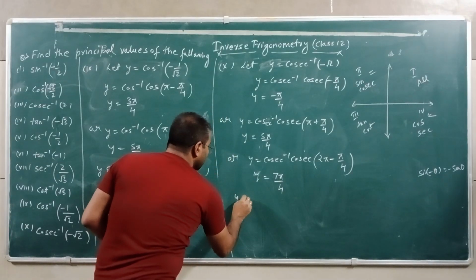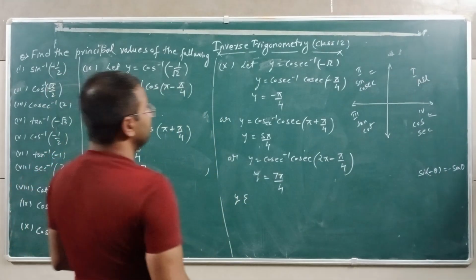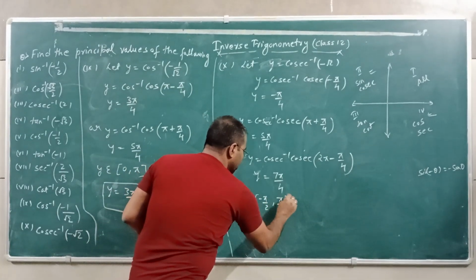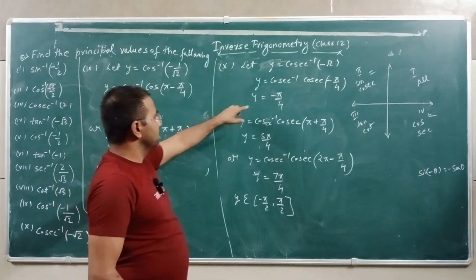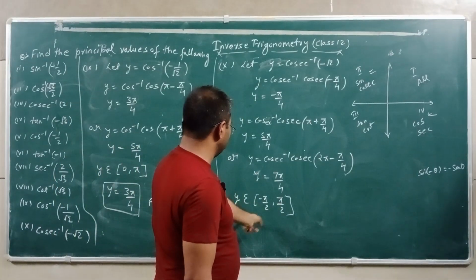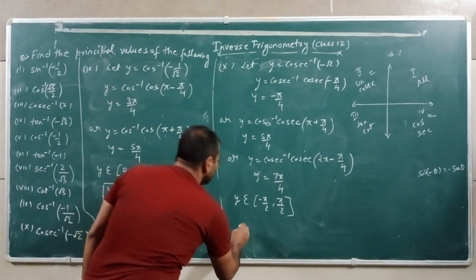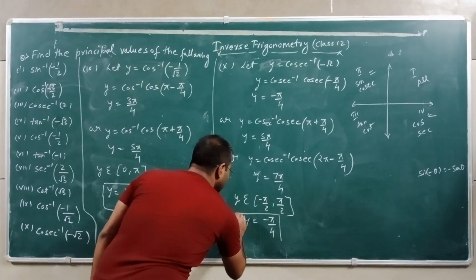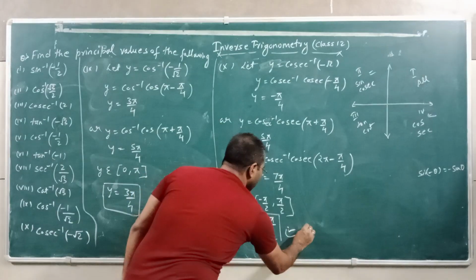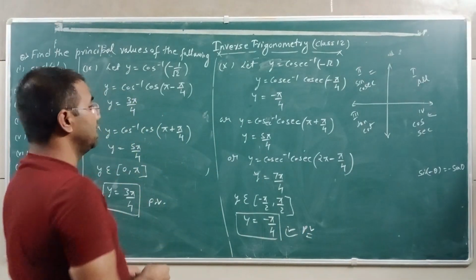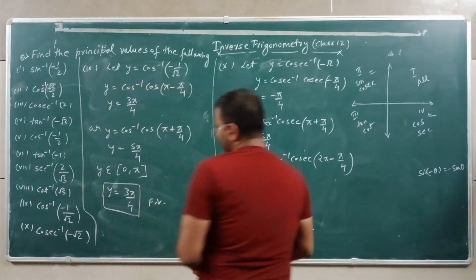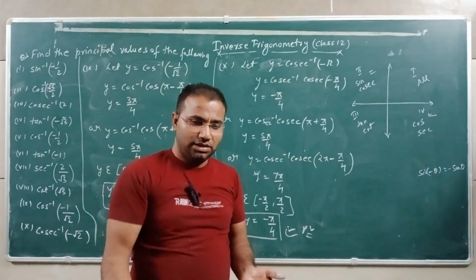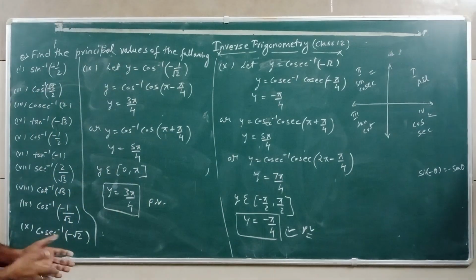But for sine and cosec, y will belong to minus pi upon 2 and pi upon 2. So see here, minus pi upon 4 will come between minus pi upon 2 and pi upon 2. Then y is equal to minus pi upon 4 will be the principal value of cosec inverse minus root 2. See here how you will write the principal value of these trigonometric ratios. Okay, so I hope you have understood how you will write the principal value of the given trigonometric ratios.